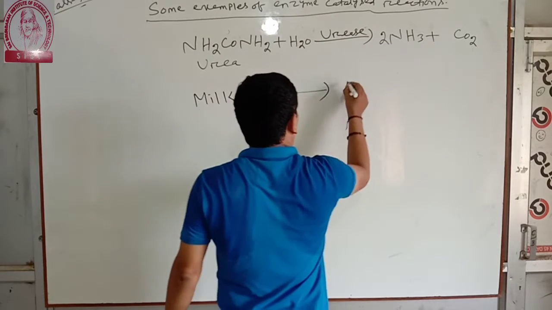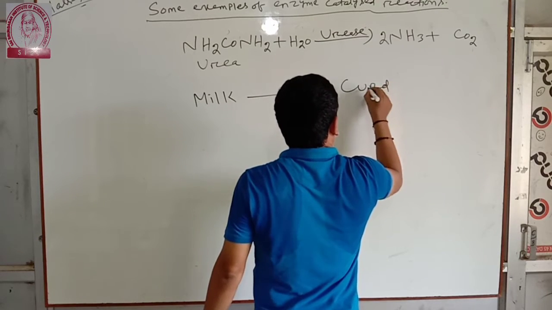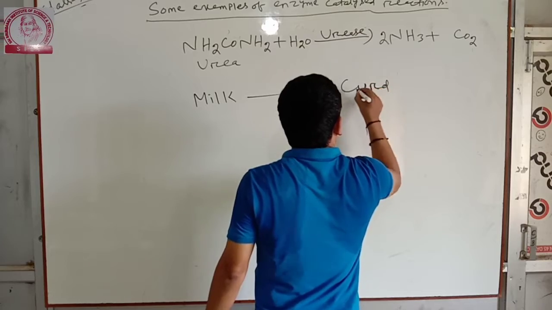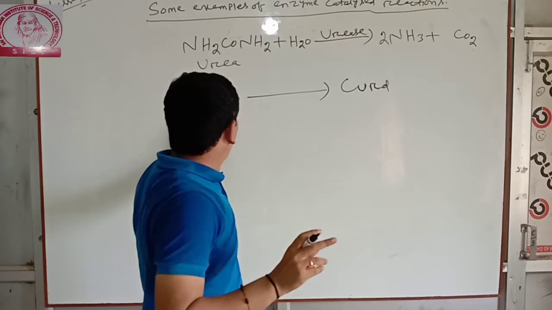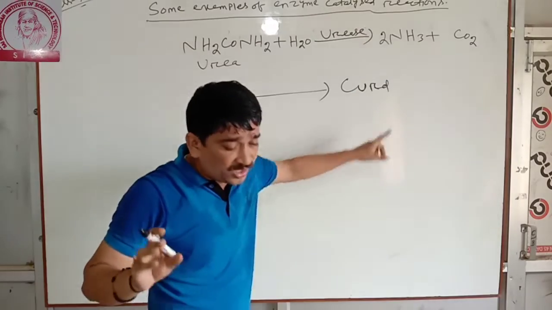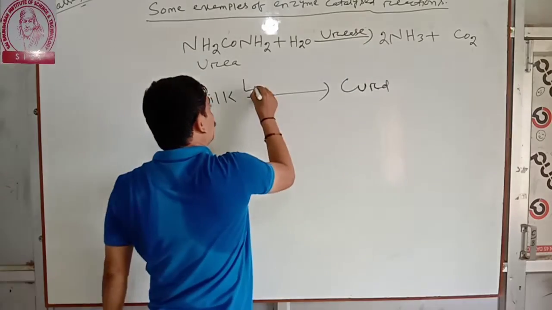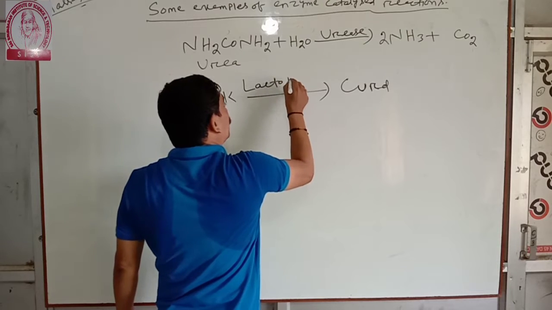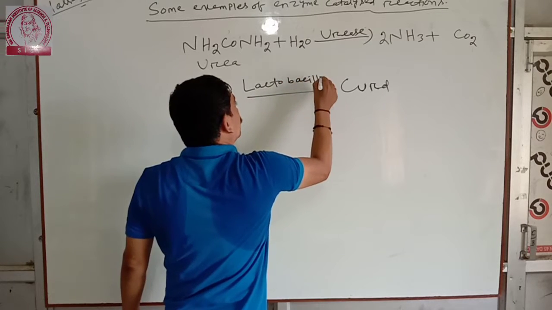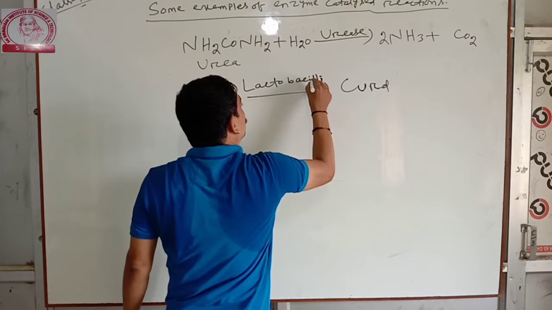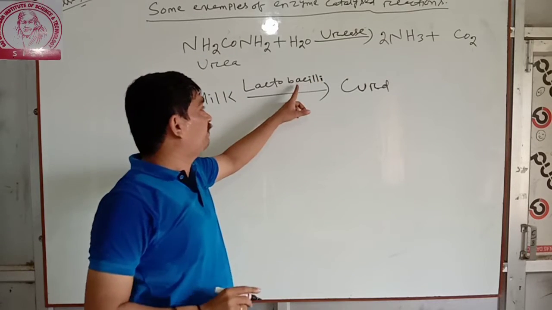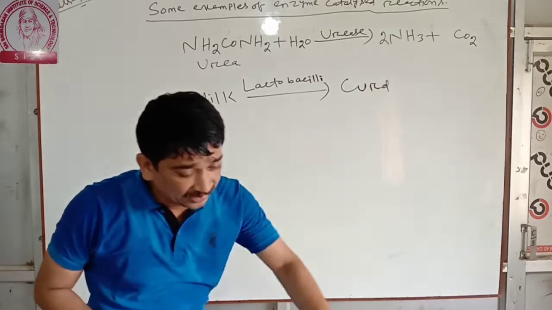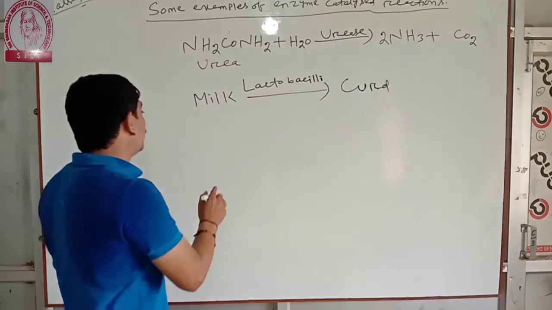Next is milk. Milk converted to curd, dahi, in the presence of lactobacilli. Lactobacilli, spelled LACTO, BACILLI.